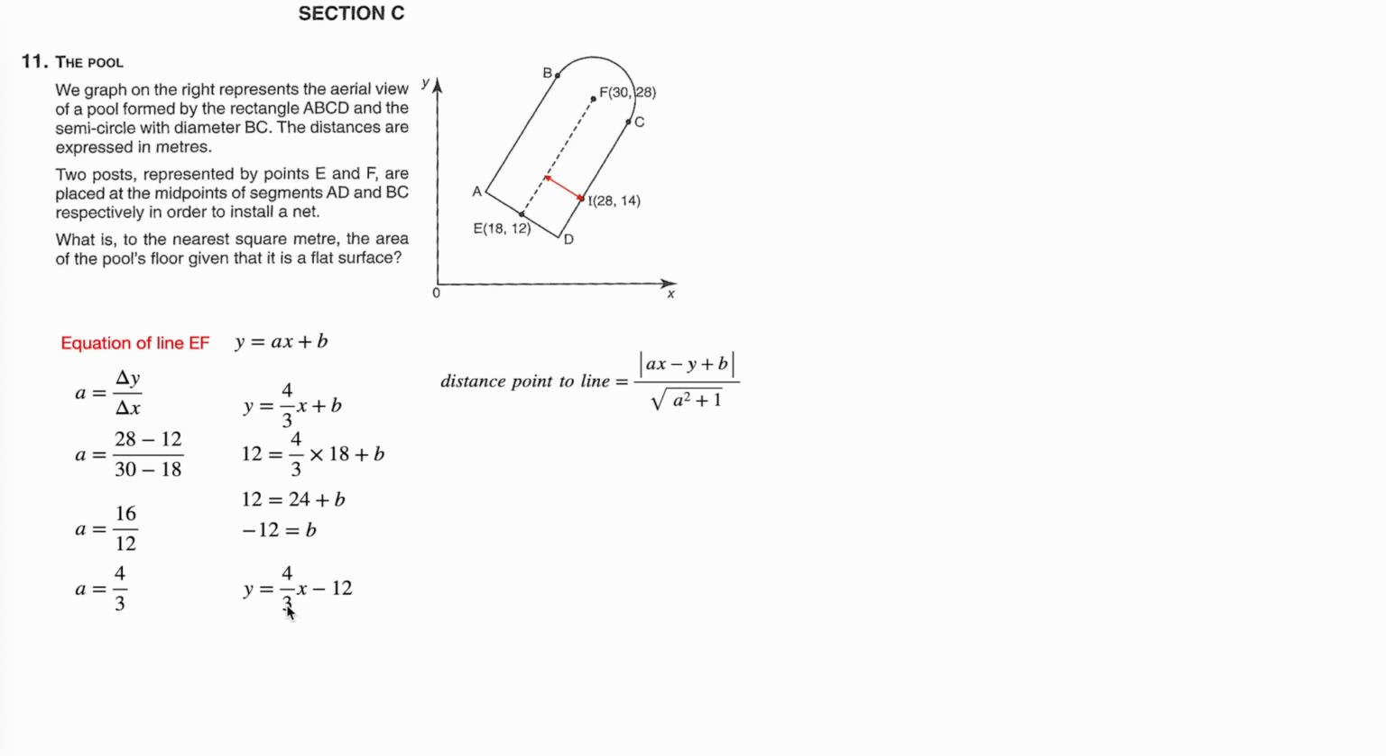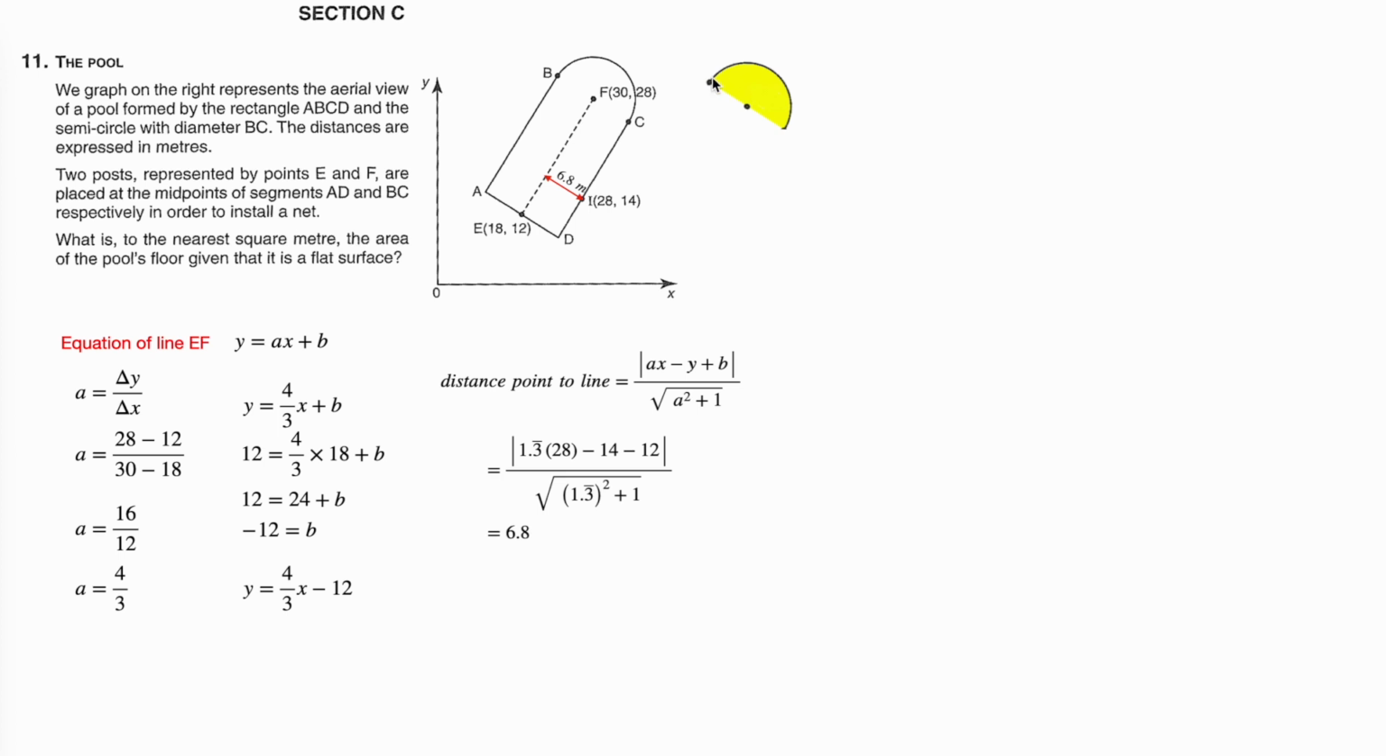The A is 4/3, which is 1.3 repeating. The B is negative 12. The X and Y, the X is 28, the Y is 14. We have 1.3, the A, times the X, 28, minus the Y, 14, plus the B, which is negative 12. All over the square root of 1.3 repeating, squared, plus 1. Run that through the calculator, and that gives us 6.8. This length is 6.8 meters.